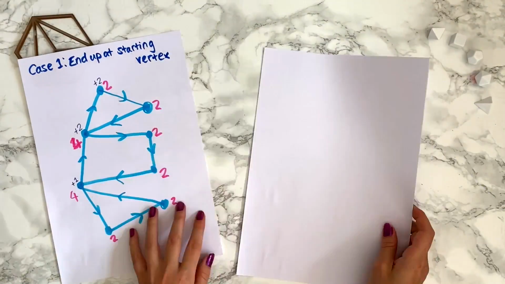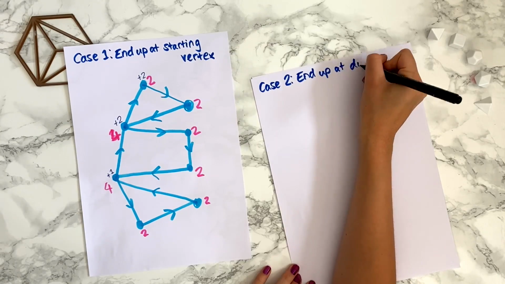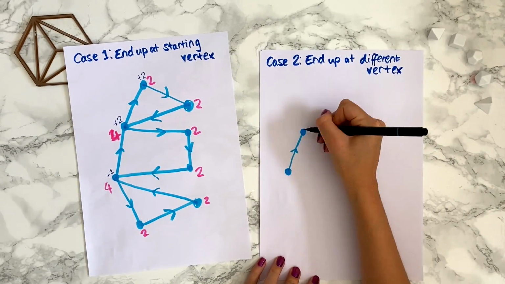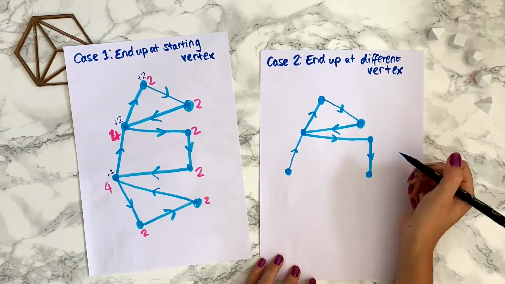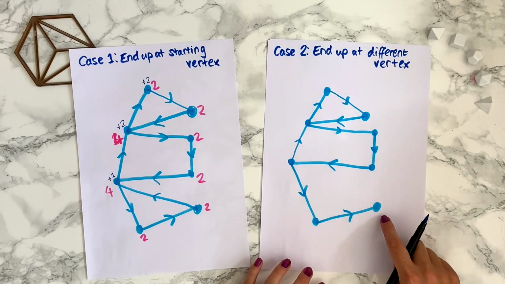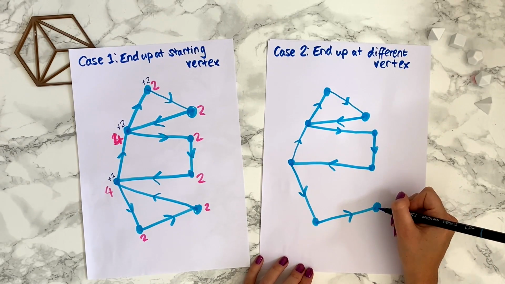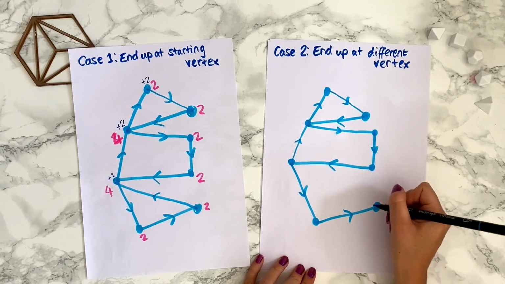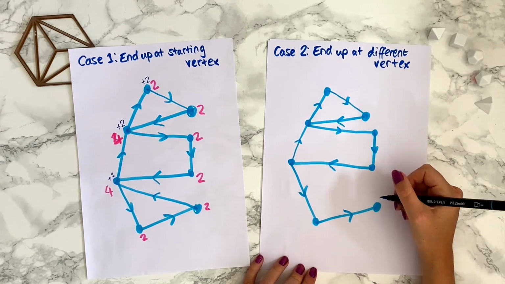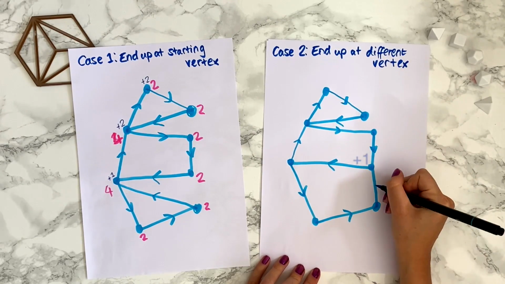How about the case where we finish at a different vertex to the one we started at? Let's get to where we were before we drew the final line, ending up back where we started. So now in this case, we're here at our penultimate vertex. Let's see what happens if we end up at a different vertex to the one we started at. So we're going to finish our drawing by going up here.